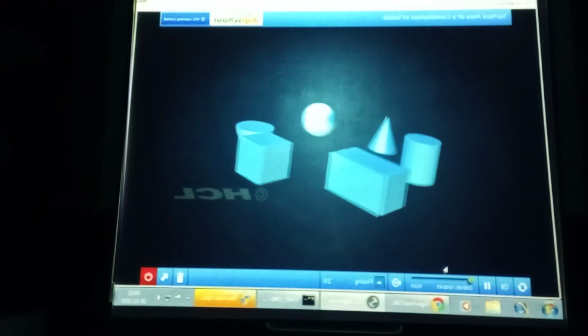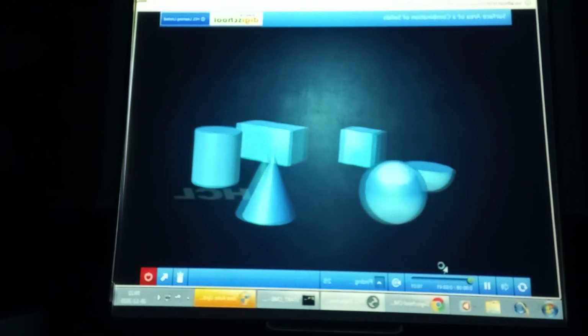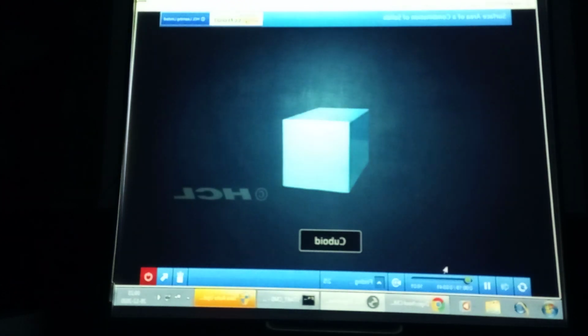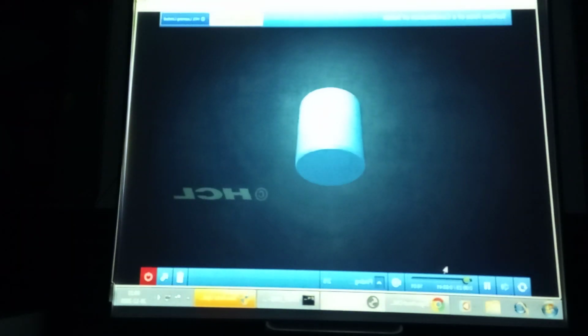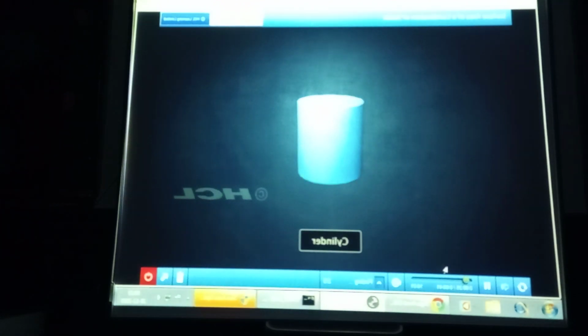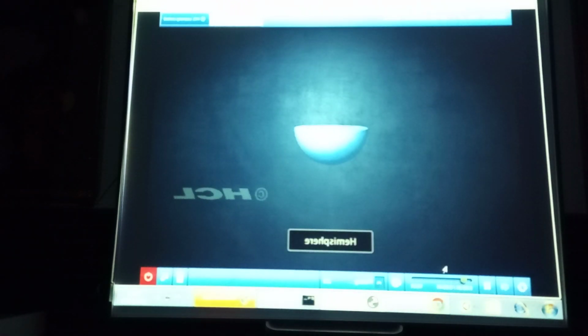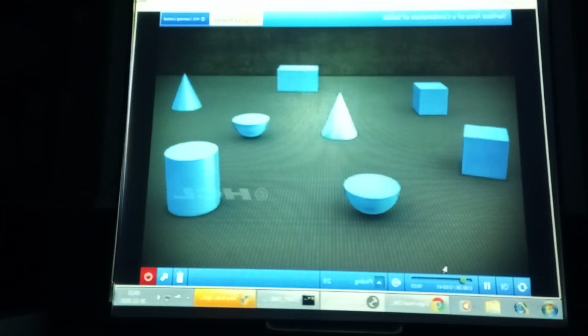We've seen how to find the surface areas of three-dimensional shapes or solids, such as a cube, cuboid, cylinder, cone, sphere, and hemisphere.